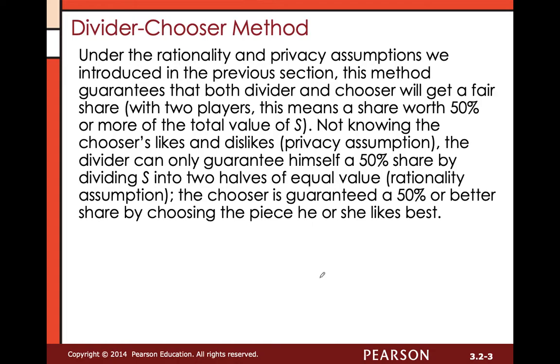That is, both players are going to get a 50% or more share of the total value of S. Again, remember that's a value in their own opinion. That doesn't necessarily mean that they're split up exactly 50-50. Not knowing the chooser's likes and dislikes, which was the privacy assumption, means that the divider can only guarantee themselves the 50% share by dividing S into two halves of equal value, which is the rationality assumption. The chooser is guaranteed a 50% or better share by choosing the piece that he or she likes best.